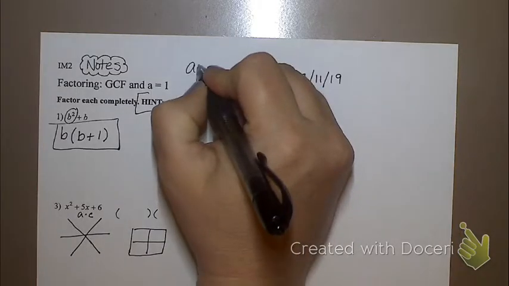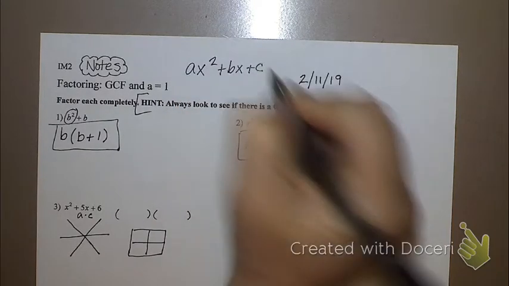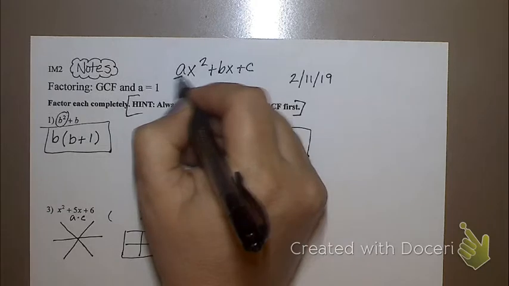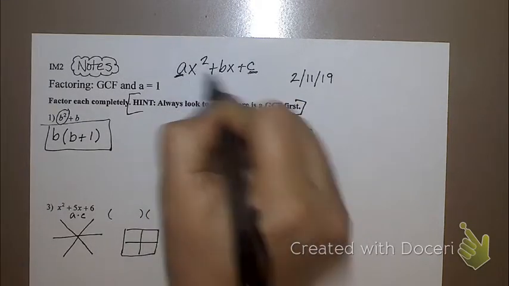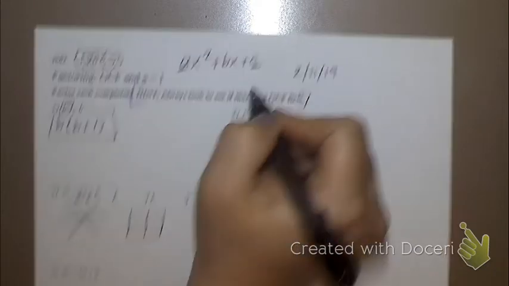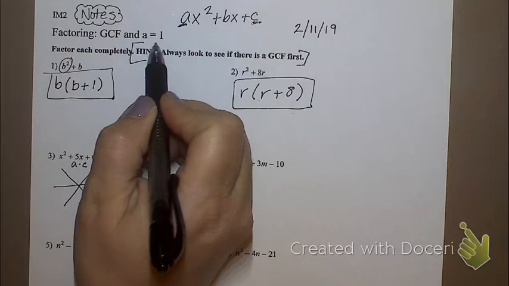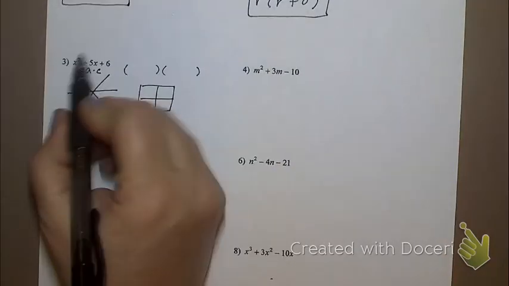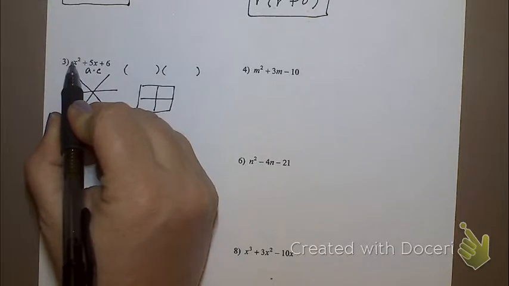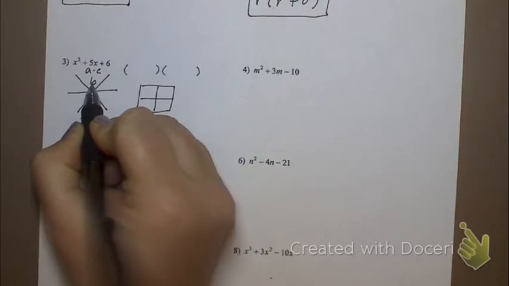Do you remember what standard form is? Remember that? So when I'm talking about A times C, I'm talking about the number that's in front of the X squared and then the number that doesn't have an X. Now everything we're doing today, as you can see from the title, A is going to be 1. Tomorrow we'll get into the A not being 1. So A is 1 because it's not there, it's a 1. Times 6 is 6.